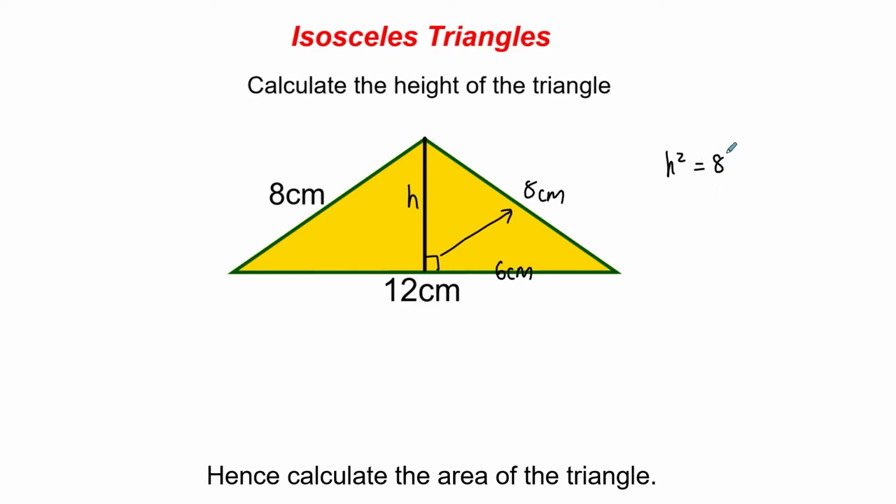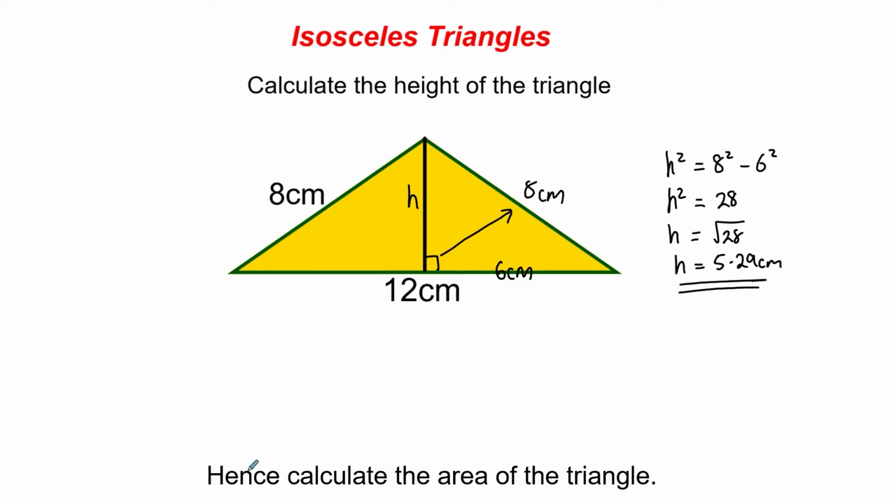So we do 8 squared minus 6 squared. Hypotenuse squared minus the short side squared. So h squared equals 64 minus 36, and again we don't need to write that out, you can if you want, but that gives you 28. Square root both sides, so square root of 28, and then you get your answer. Square root of 28 is going to give us a decimal, so it's going to be 5.29 centimeters. So the height of that triangle would be 5.29 centimeters.